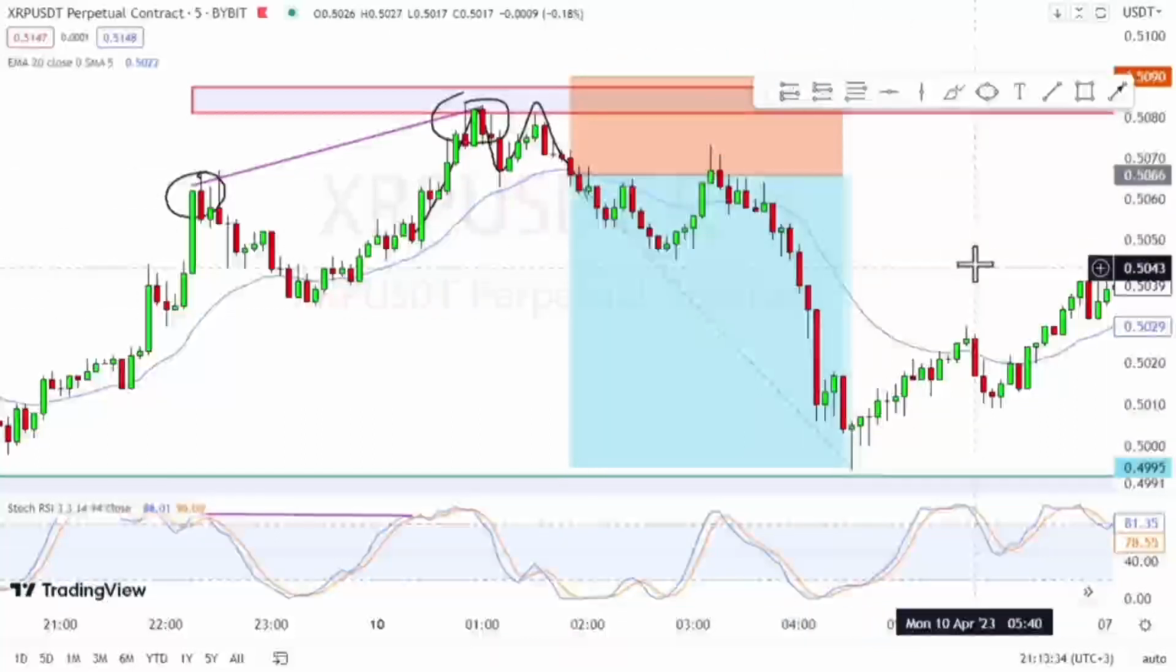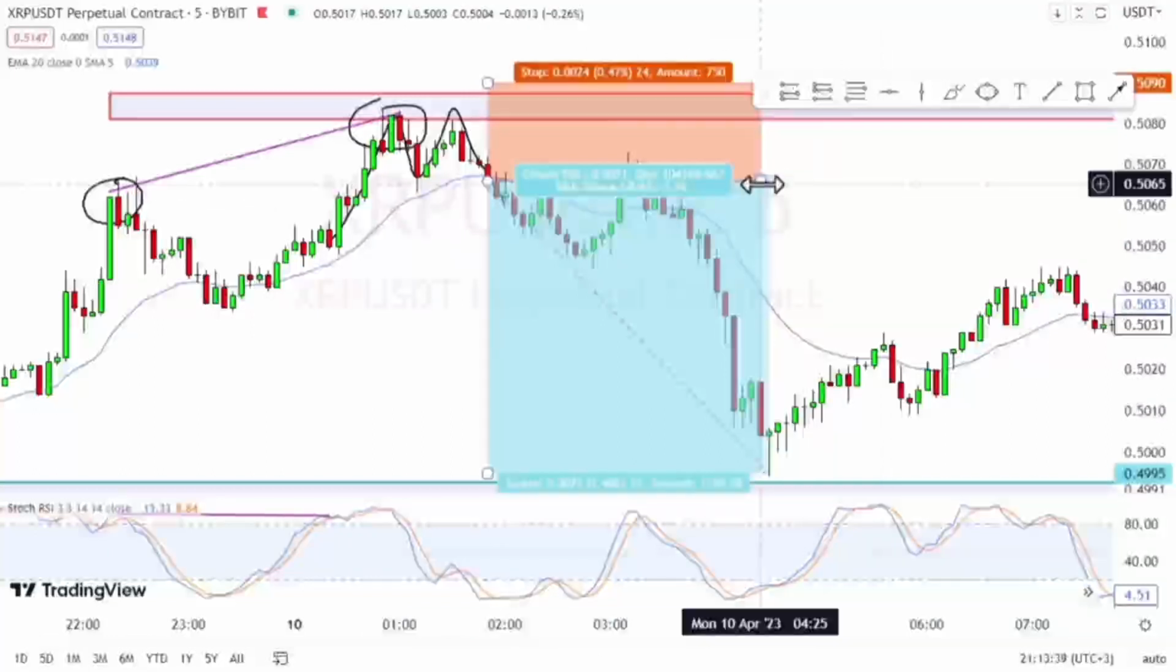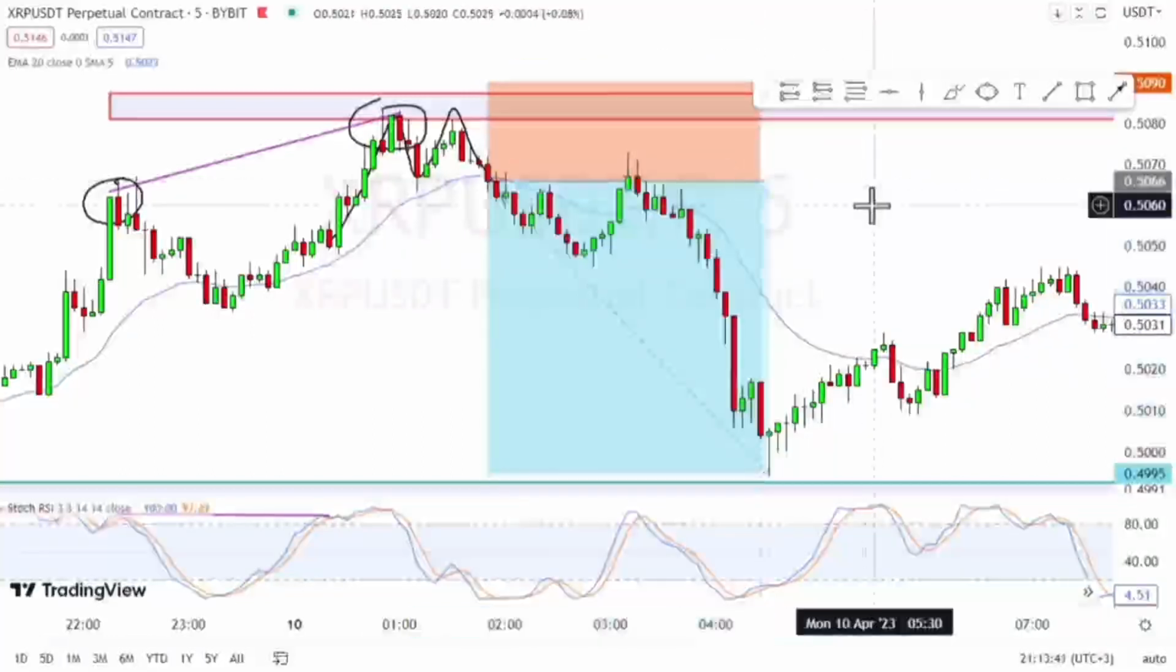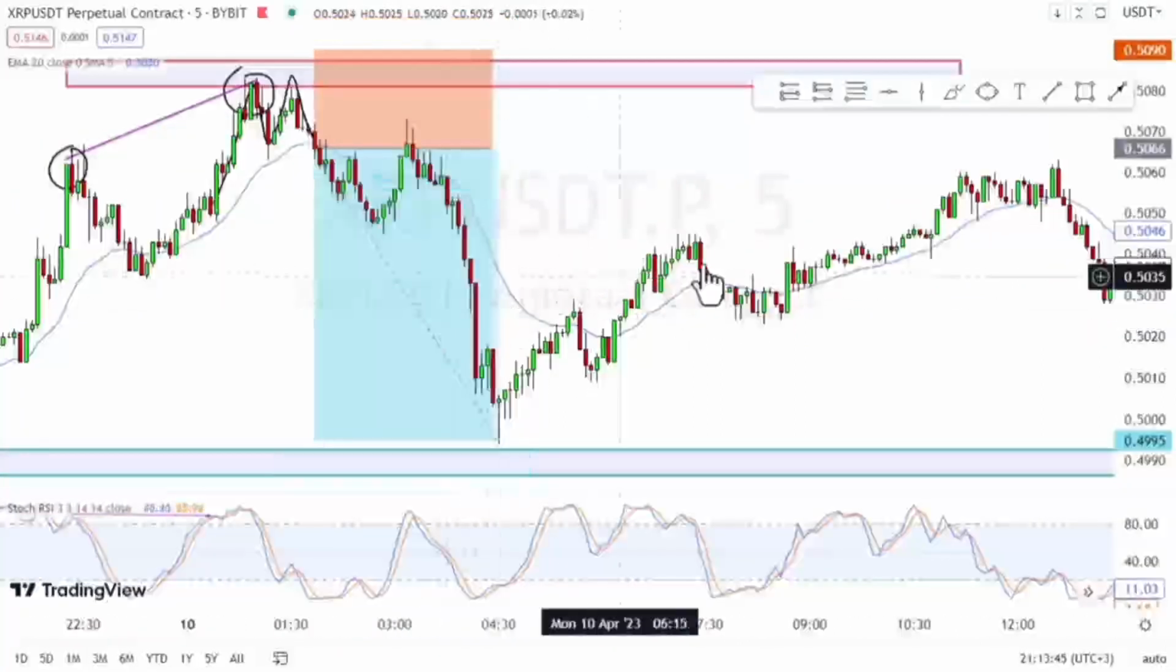And it was a beautiful trade, 1.40% of profit with 10x leverage. It was like 14% of profit in no time. And it is crazy good, crazy good. And you can just keep going like that, go for a long trade and go practice.